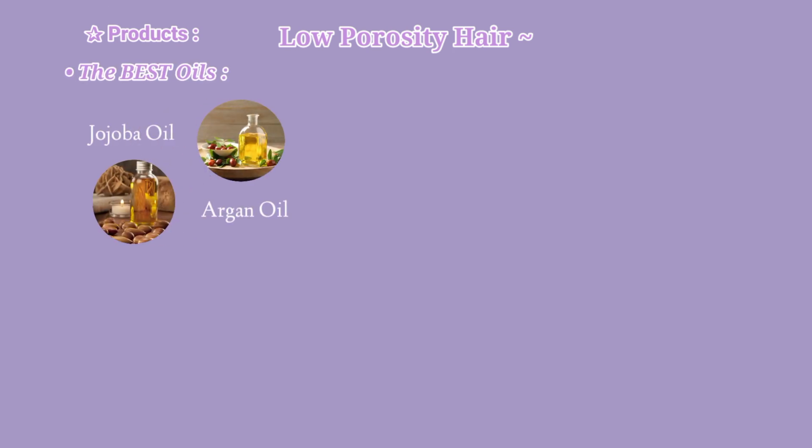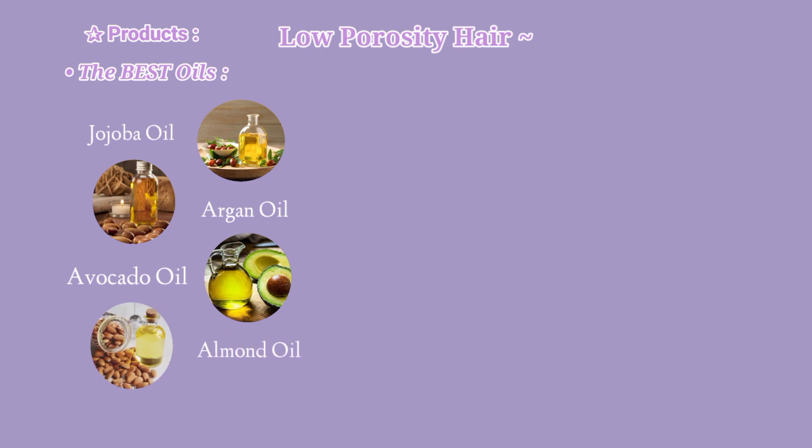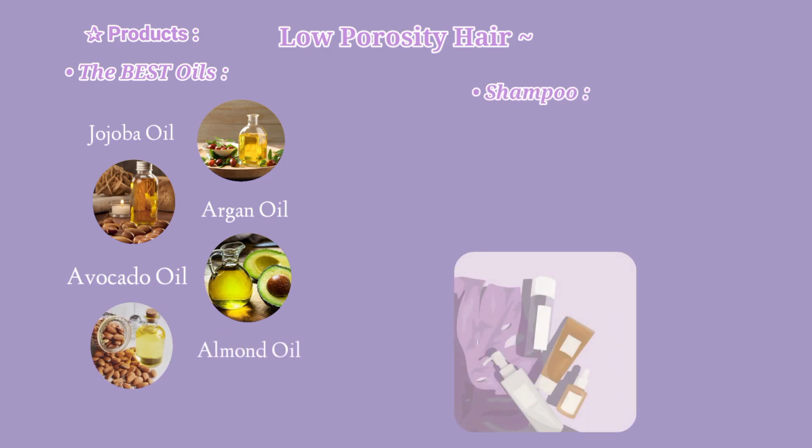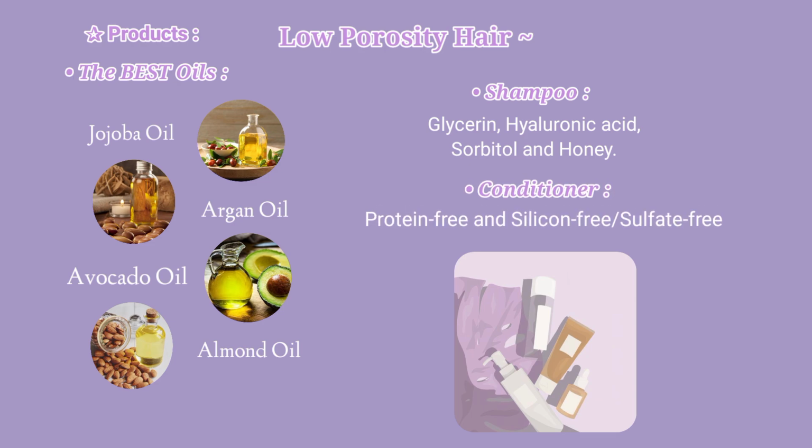Products to use. The best oils for low porosity hair are jojoba, argan, avocado, and sweet almond oil. Look for shampoos with ingredients like glycerin, hyaluronic acid, sorbitol, and honey. For conditioner, look for protein-free and silicone-free products and apply them to wet hair for better absorption. Pause and take a screenshot so that you remember the ingredients and look for them as you're shopping.